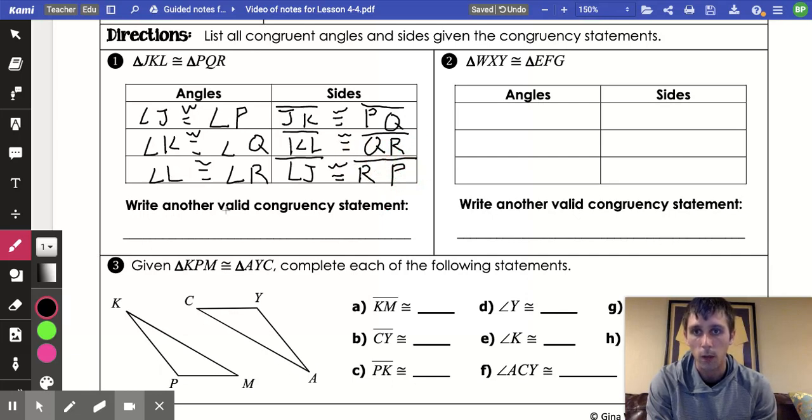RP. All right, so write another valid congruency statement. So they said JKL. So I'm going to say triangle, I'm just going to start with the middle. KLJ is congruent to triangle, again, start in the middle, QRP.